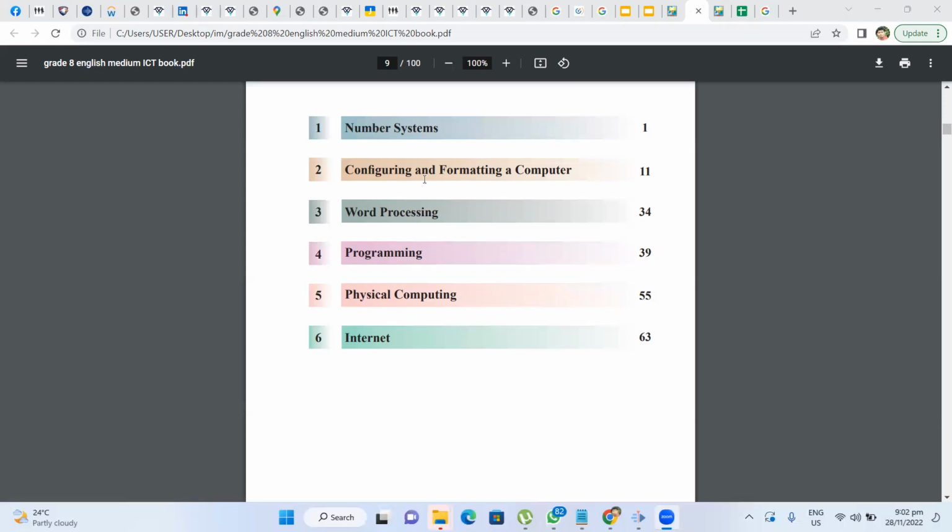Okay, the fourth lesson is the programming lesson. In that lesson, we are going to learn how we can instruct a computer to do something. That is the fourth lesson.